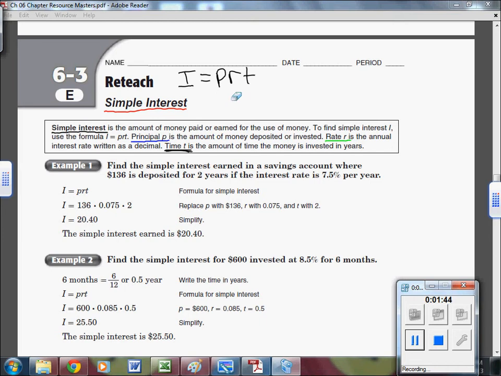Your rate, well, that's a percentage, and that's going to be an interest rate. But it's going to be in the form of a percentage. So what you're going to do is what we've always done. You're going to turn it into a decimal in order to use this equation. So the rate is a percentage.